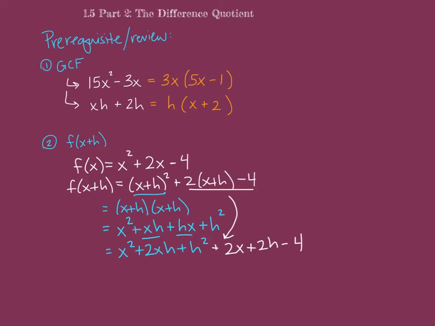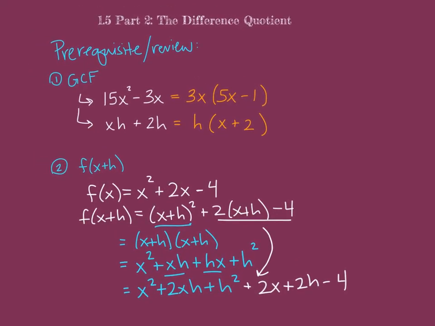These are the two main ideas that we need to be sure that we understand before we proceed with the difference quotient, because it can seem like a lot at once if we just go straight into the difference quotient. So make sure you understand what a greatest common factor is and how to factor it out, and also how to evaluate a function at really anything, plugging in a number, plugging in a variable expression. The difference quotient will involve plugging in x plus h into a function.